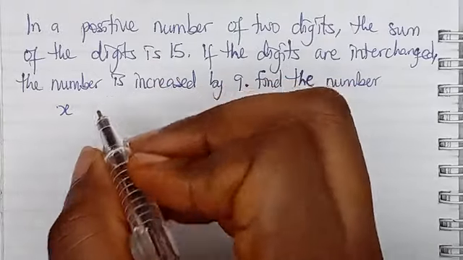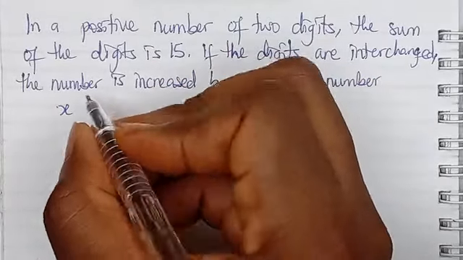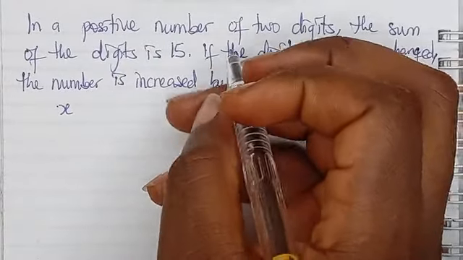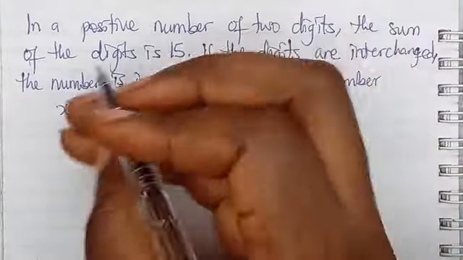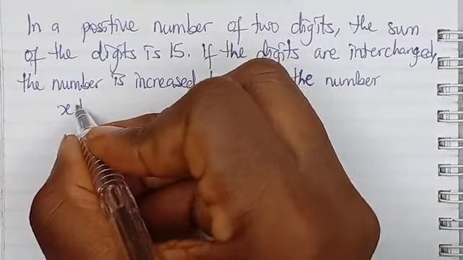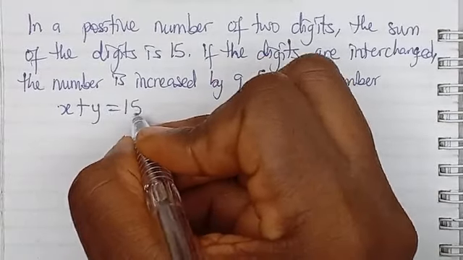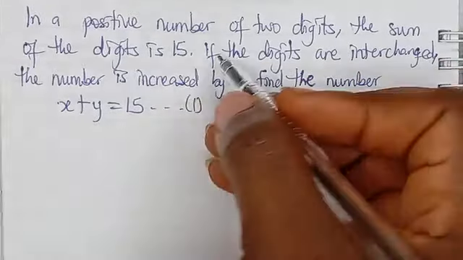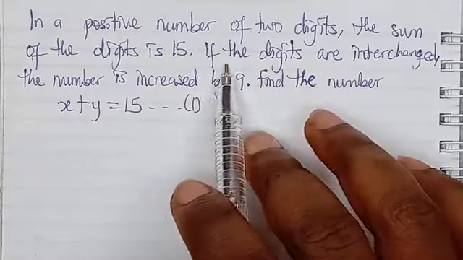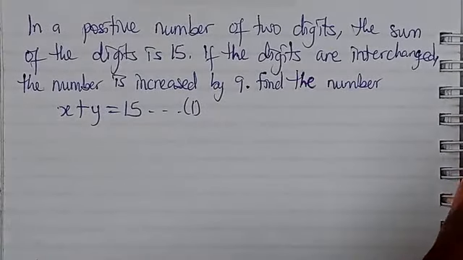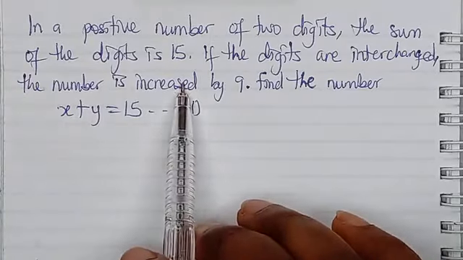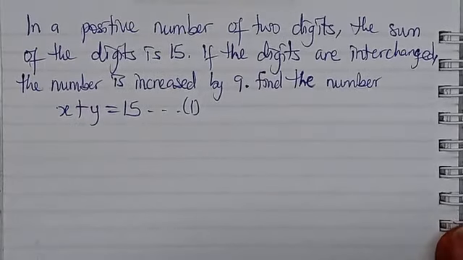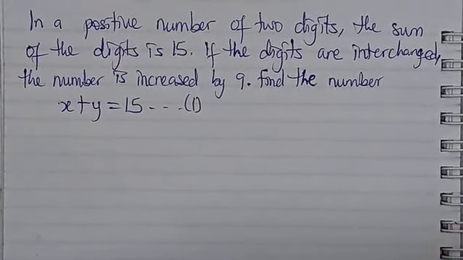So the positive number has two digits, right? Let's say x and y, something like 25, where 2 is the number ahead. The sum of the digits, x plus y, is equal to 15. So this is one equation we formed from here. If the digits are interchanged, the number is increased by 9. Find the number. Now let's have a way of representing this number.